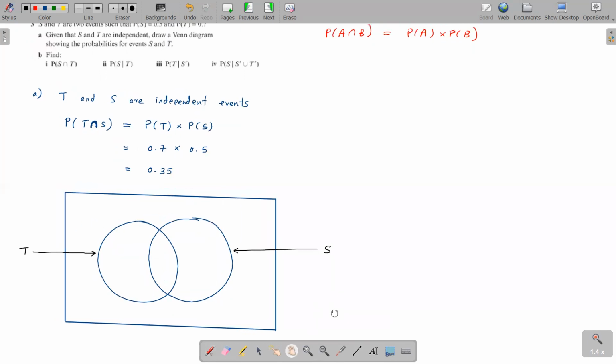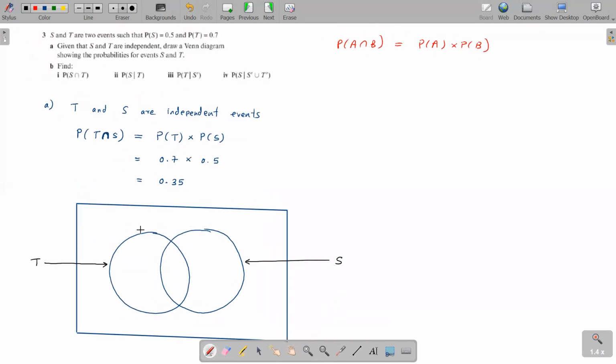All right, so I named the region TS: probability of T is 0.7, probability of S is 0.5. So T intersection S is the middle, right? The intersection, T intersection S, is 0.35. I'll mark my regions A, B, C, D. You don't have to do it. That's just for me to identify and for me to speak with you guys. So 0.35 is the intersection. Can you guys see? All right, so everything is marked.